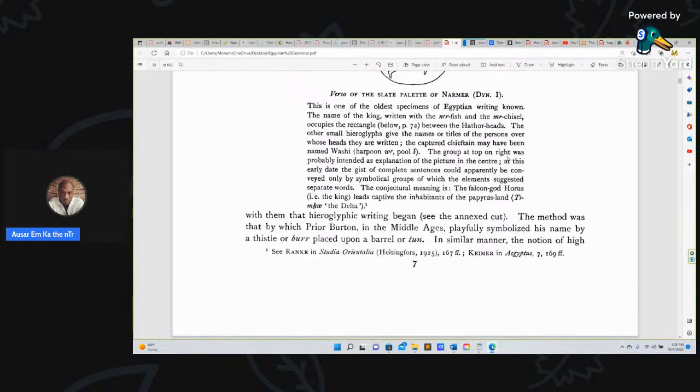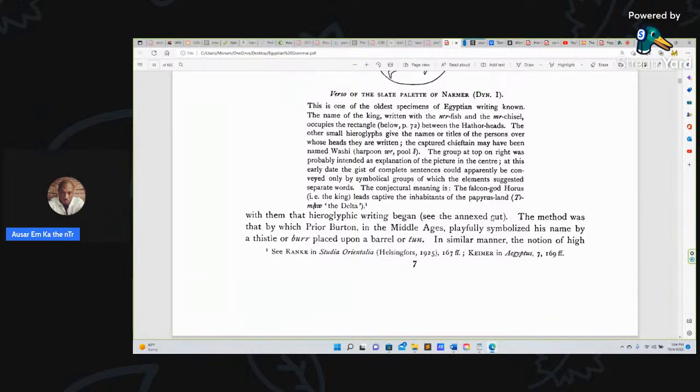The group at top on right was covered. Separate words covered that. The conjectural meaning is the falcon god Heru, Horus, the king, leads captive the inhabitants of the papyrus land, Ta Mehu, or as we know now, the delta. With them, hieroglyphic writing began.